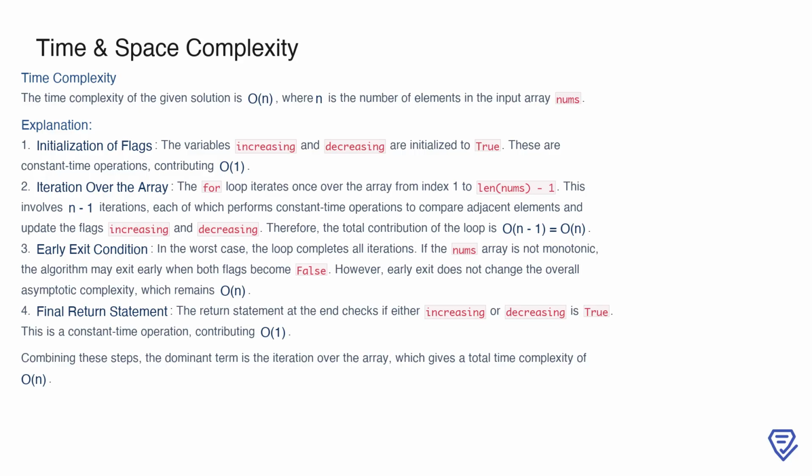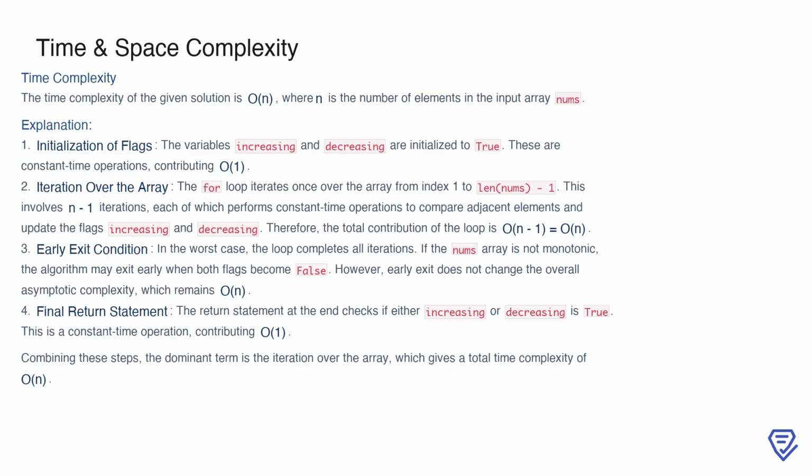First, we initialize two Boolean flags, increasing and decreasing, which are set to true. These operations are performed in constant time, contributing O(1). Next, the for loop iterates over the array, starting from index 1 to the end, performing n-1 iterations. Each iteration involves constant time comparisons and updates to the flags, so the total contribution of the loop is n-1, which simplifies to n.